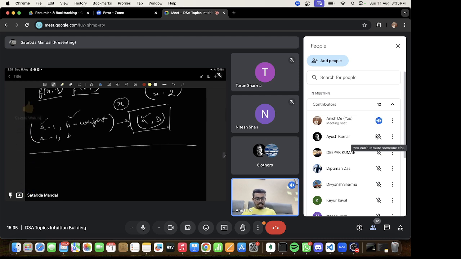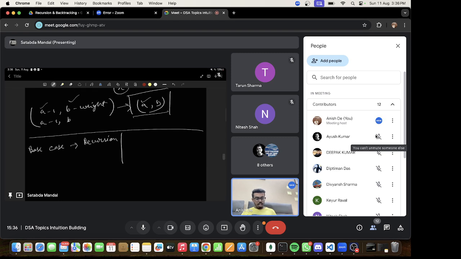Now coming to the base case, it will be very simple, similar to what we discussed in recursion. In recursion what I told is that the base case should be such a state where you don't need further calculations. You already know the answer for that. Okay, in DP also it's similar to that.